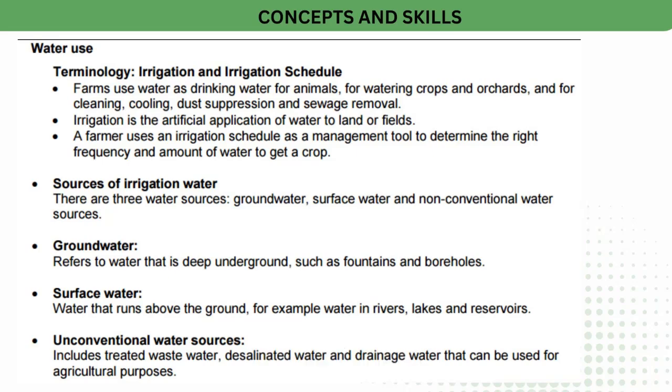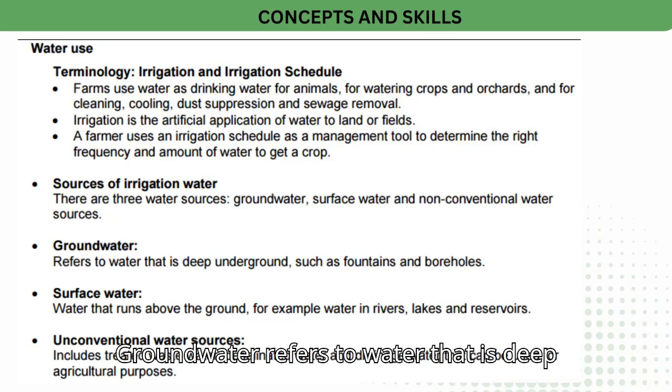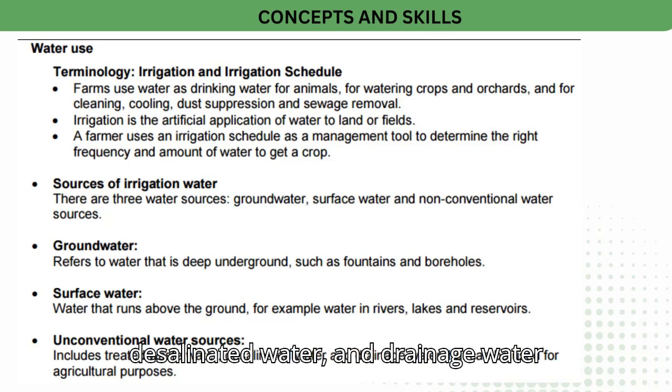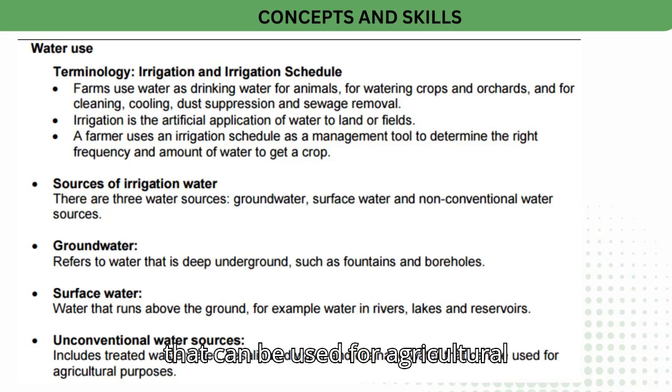Sources of irrigation water. There are 3 water sources: groundwater, surface water, and non-conventional water sources. Groundwater refers to water that is deep underground, such as fountains and boreholes. Surface water. Water that runs above the ground, for example water in rivers, lakes, and reservoirs. Unconventional water sources include treated wastewater, desalinated water, and drainage water that can be used for agricultural purposes.